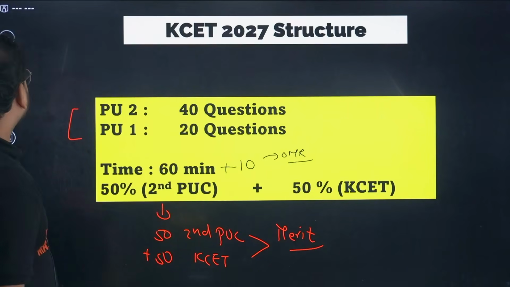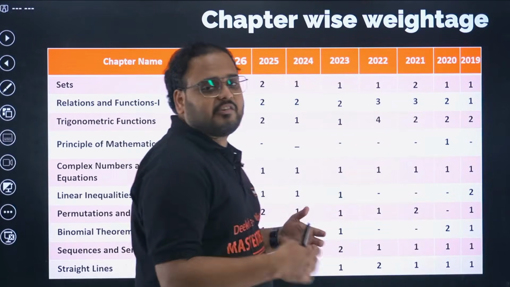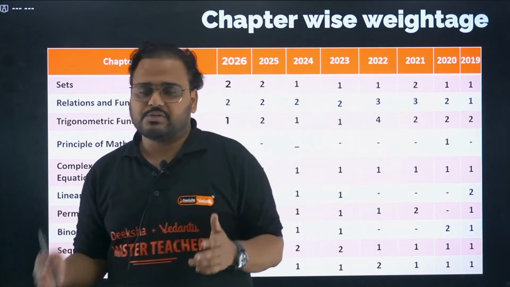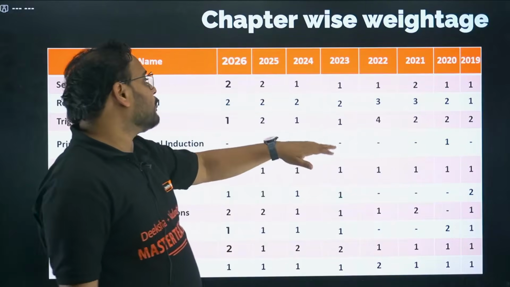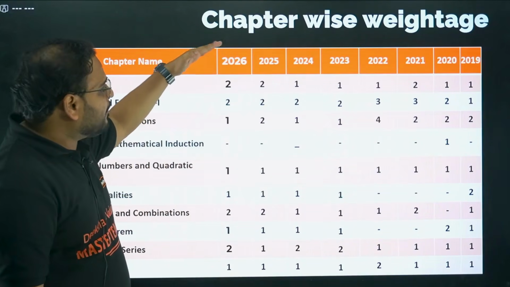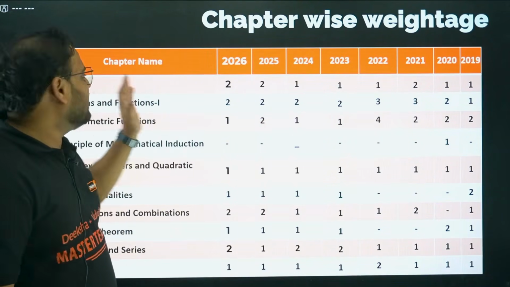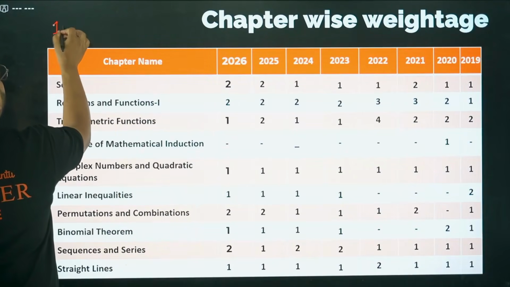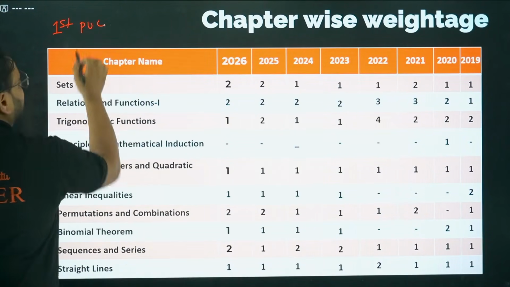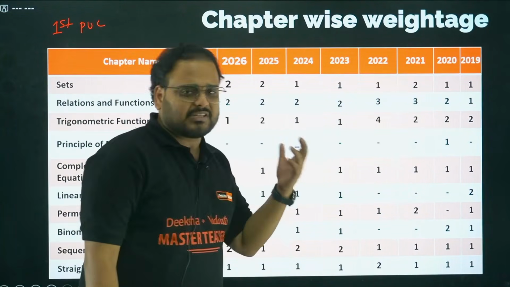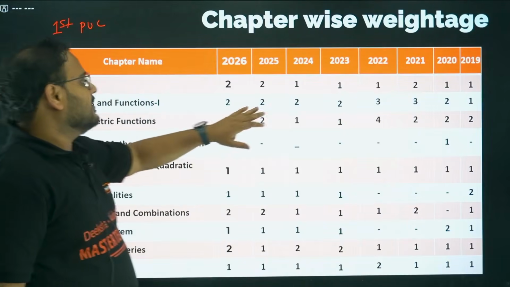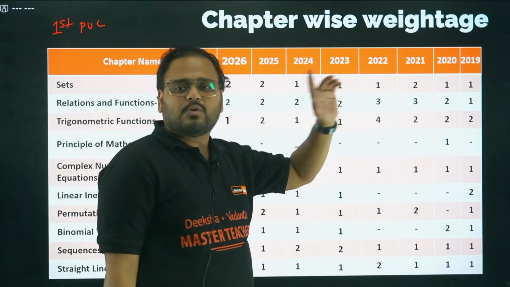Now if that is clear, let's move on to our chapter wise trend of questions in last 5 to 6 years. Okay, so if you start looking from 2019 to 2026, if I talk about the trend of questions, clearly starting from the first PUC chapters, how does it work? So if you look at the first chapter, which is set theory, most of the times they have asked only one question in that.